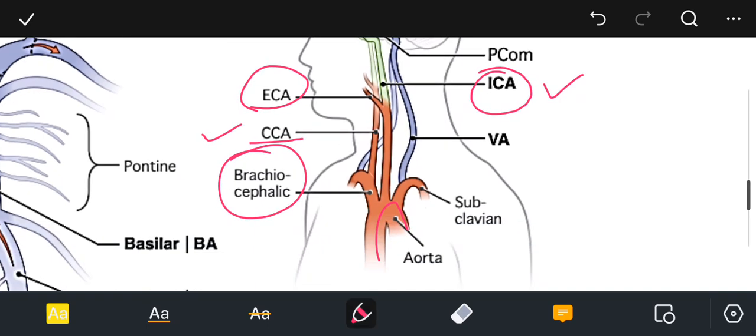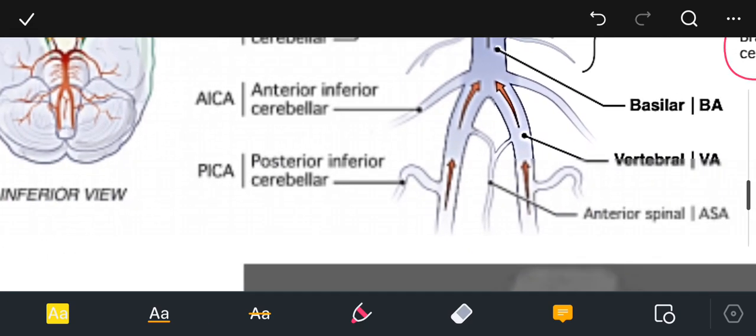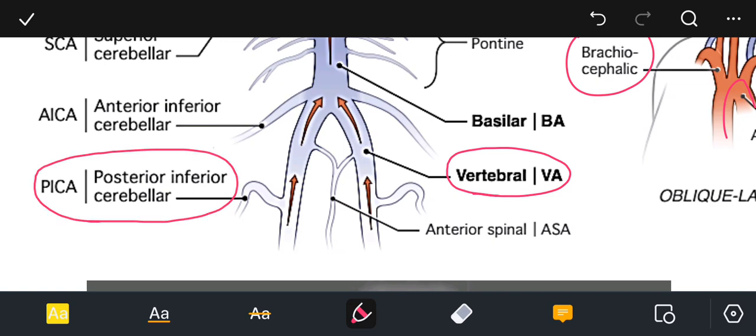The arch of aorta also gives rise to subclavian artery on both sides. This subclavian artery gives rise to vertebral artery, this blue one. This vertebral artery gives rise to posterior circulation of the brain. I will start with the posterior one. Now here you can see that these vertebral arteries on each side are coming from the subclavian arteries, right? So this vertebral artery, when it is coming upwards, gives rise to posterior inferior cerebellar artery and anterior inferior cerebellar artery. These are called PICA and AICA, right?